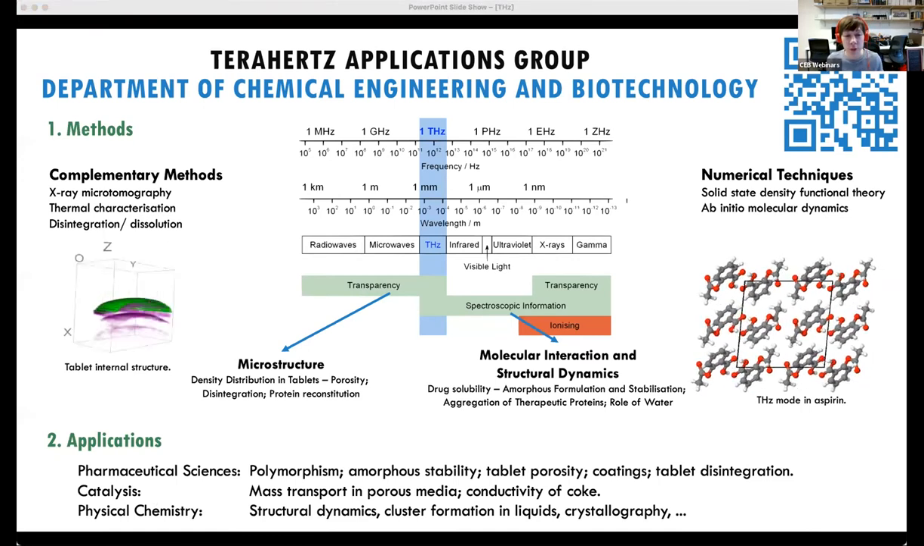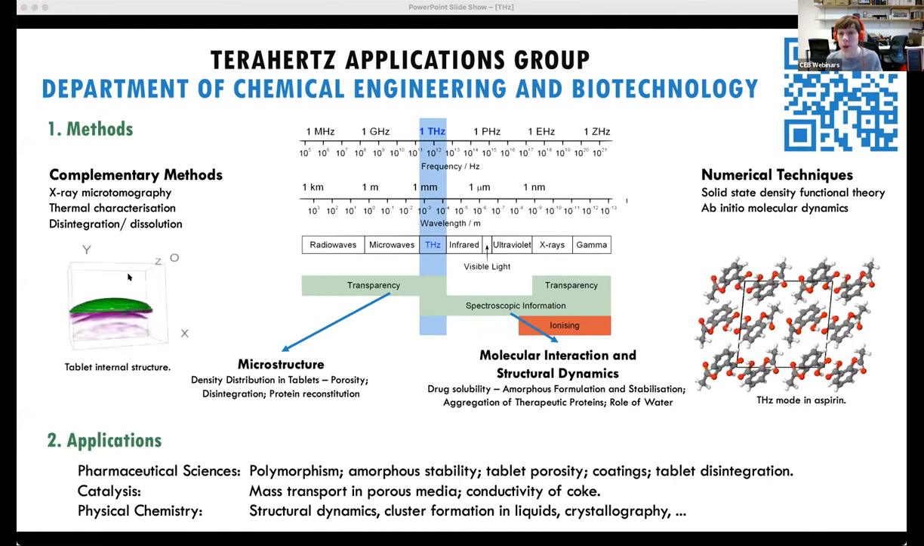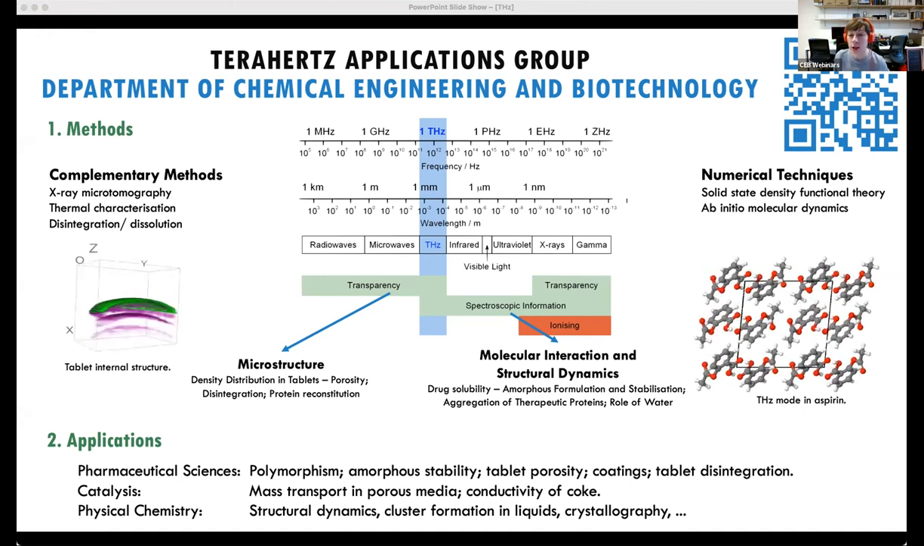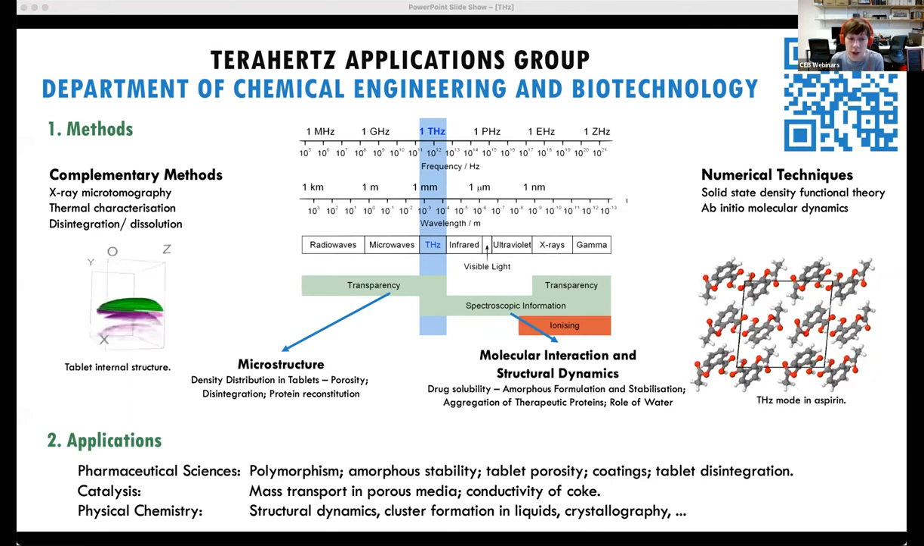So just from my side, this is something that I had never come across until I came to the department. I had never heard of terahertz spectroscopy. How widely used is it as a technique? Like, how many other groups are there out there doing this?